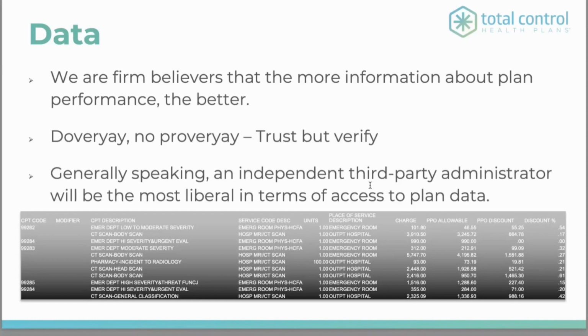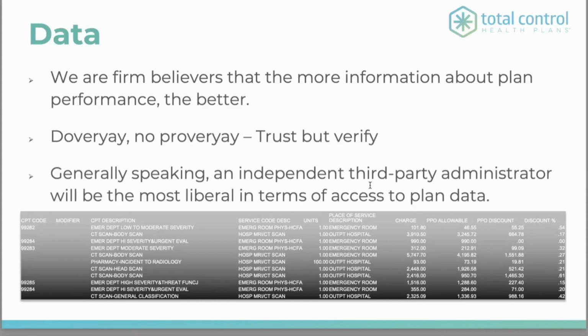In a carrier administrative model, we basically need to take their word for it that they're doing what they're telling us, and that's it. Where ultimately in a TPA model, it'll be easier for us to trust but verify. Now, that doesn't mean one way is right and one way is wrong.